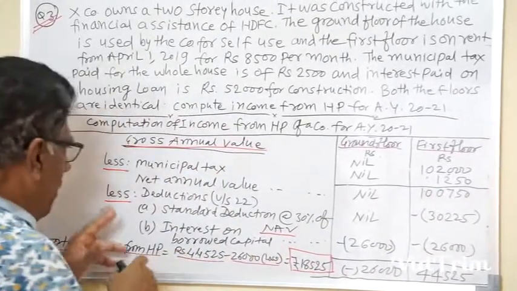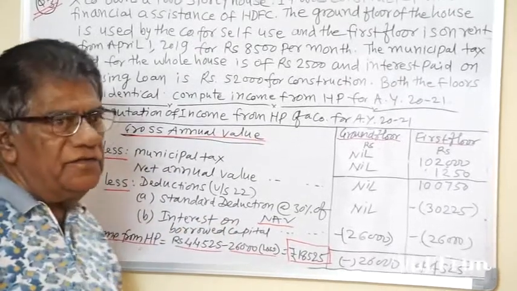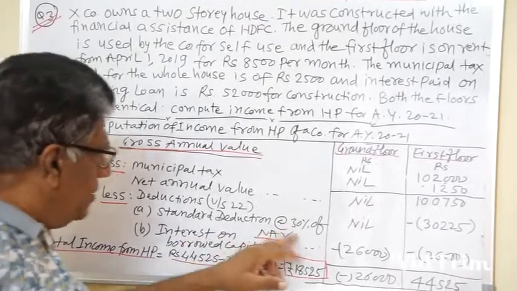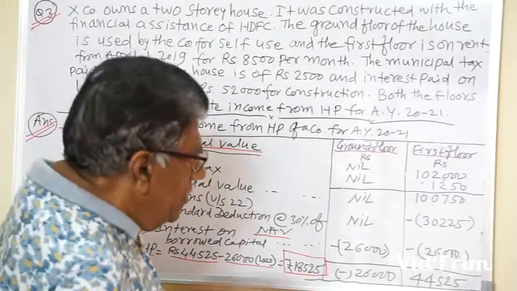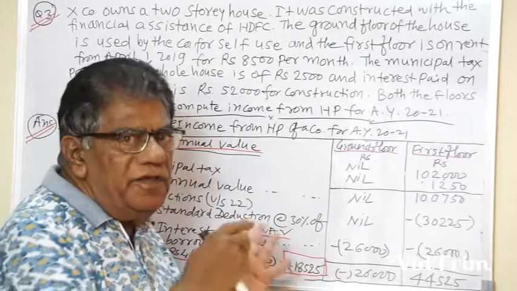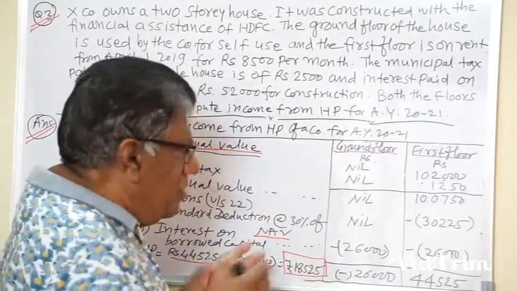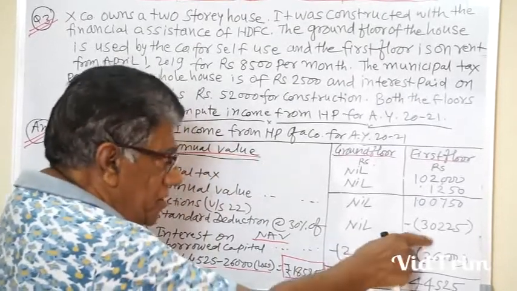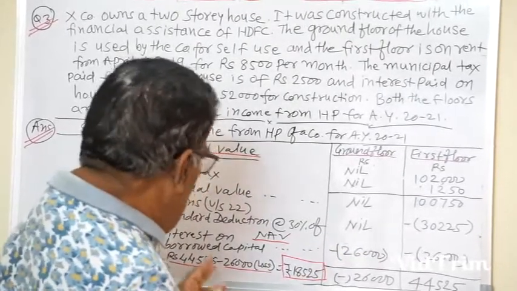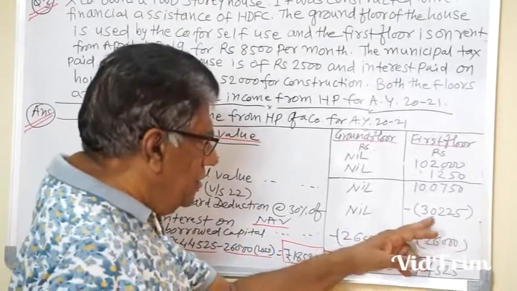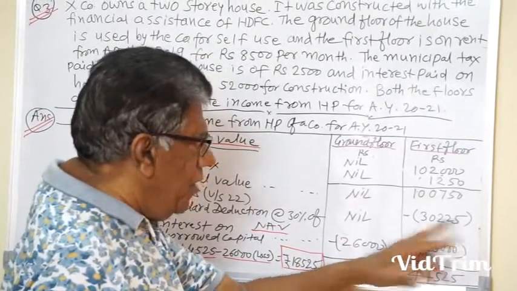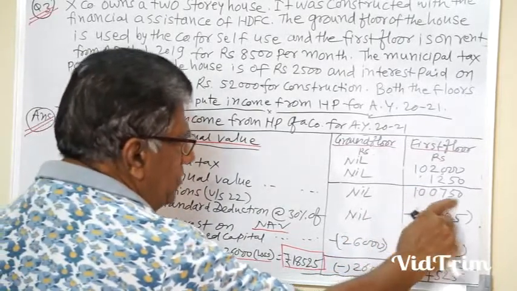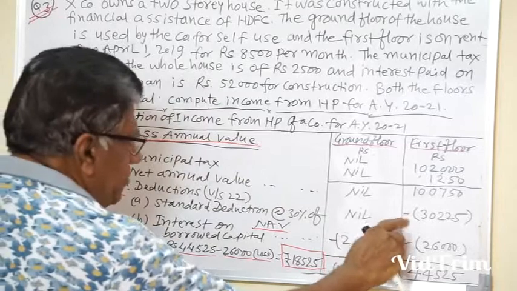Then we have to deduct standard deduction under section 24A and B. Under section A, 30% of net value. As the net value of self-occupied property is nil, there is no problem at all to calculate it; that is also nil. But here we have to calculate the deduction for the let-out property: 30,225. The amount is derived because it is 30% of 1,00,750. Okay, that is to be deducted.